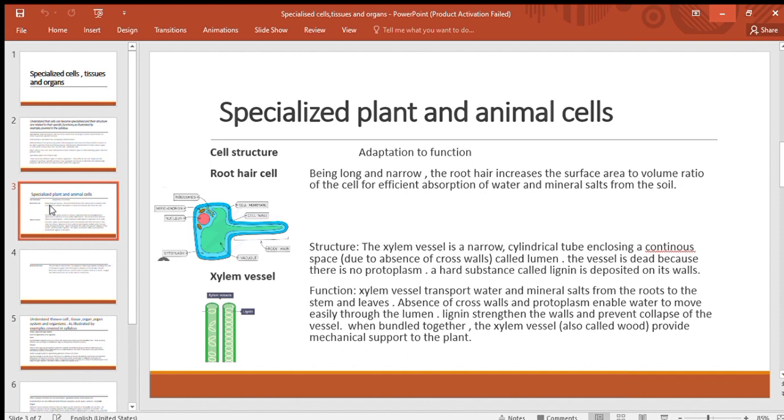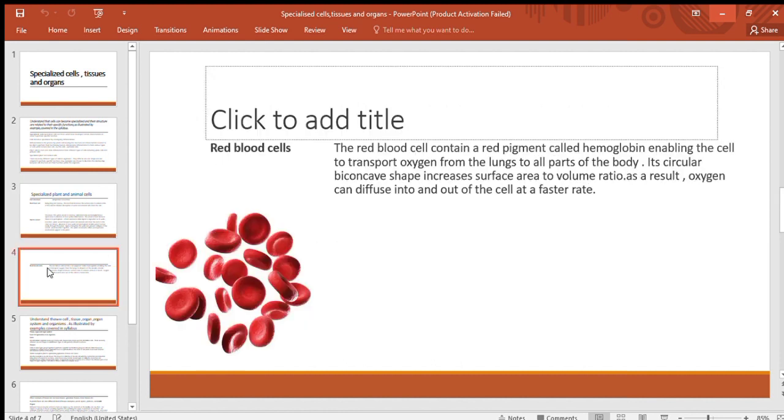Function of xylem vessel: the xylem vessel transfers water and mineral salts from the root to the stems and leaves. Absence of cross walls and protoplasm enables water to move easily through the lumen. Lignin is the substance which strengthens the walls and prevents collapse of the vessels when they bundle together. The xylem is also called wood and it provides mechanical support to the plant.